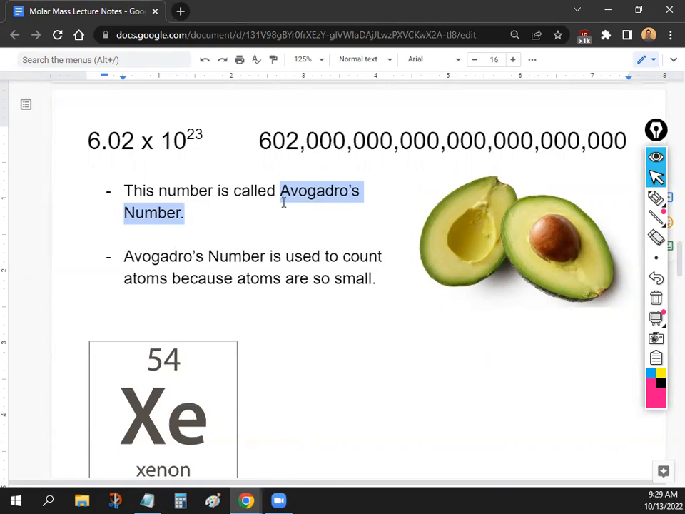Just the highlighted term right there. Unless you really want to. Yeah. Avogadro's number is this thing right here. So you should have wrote that down already.